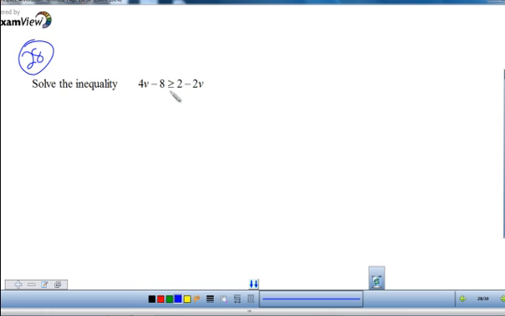Okay, solve the inequality. The negative 8 needs to move to the right, so it becomes a positive. The negative 2b needs to move to the left, so it becomes a positive. Bring down the 4b, and bring down the 2. So 8 plus 2 is 10. 4b plus 2b is 6.